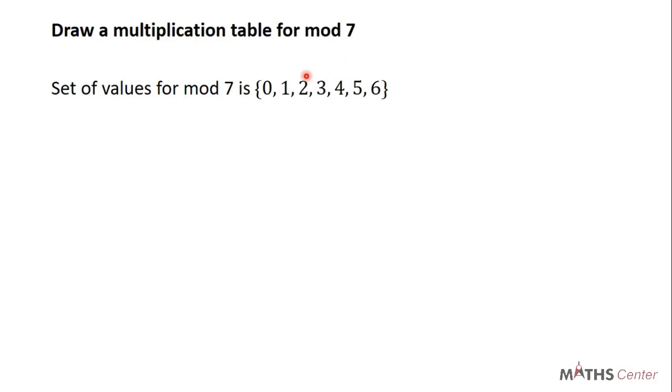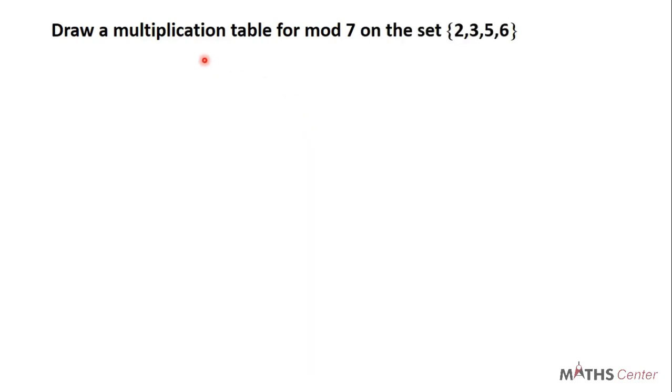So for example, if the question had asked us to draw a multiplication table for mod 7, the first thing we would do is define the set of values used in mod 7. The set of values used in mod 7 are 0, 1, 2, 3, 4, 5, 6. Then we will use this set of values to draw the table. After that, we will multiply the numbers in mod 7.